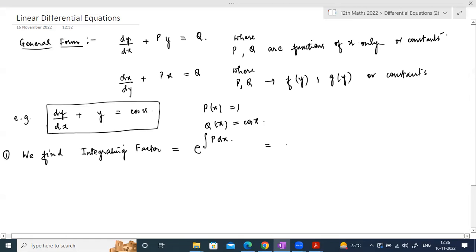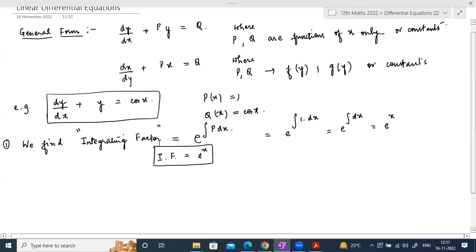Now, what will the integrating factor be here? What is P here? 1. So we find e to the power integral of 1 dx, which is simply e to the power integral of dx, and integral of dx is x. So the first step is over. We got IF, which is the short form of integrating factor, equal to e to the power x. This step is clear.